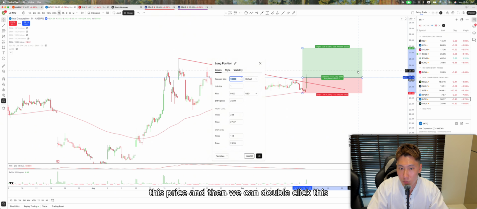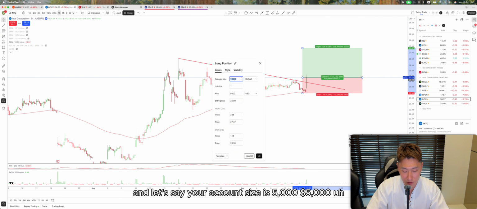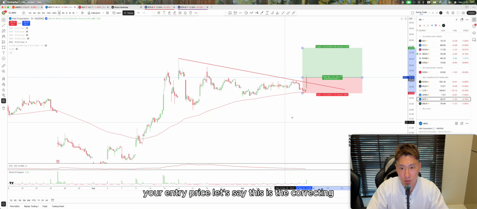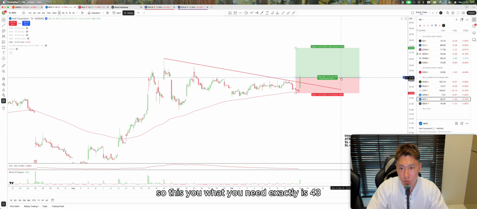Then we can double click this, and let's say your account size is $5,000. You change it to $5,000, and you're only risking 1%. You can change that to percentage. Then, if you know your exact stop loss level, you can key in your profit level and your entry price. Let's say this is the correct thing. What you need exactly is 43 stocks of Intel. You need to buy 43 Intel stocks. That's what I'm trying to say.